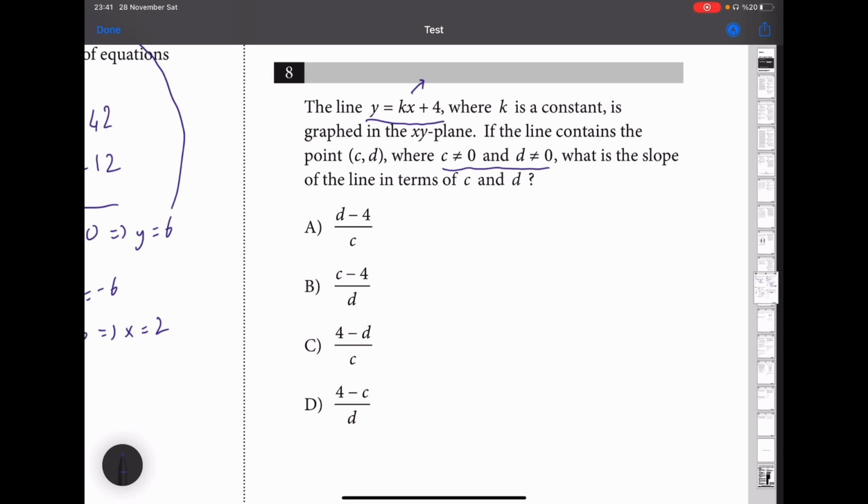In this type of equation, k is the slope of the line, but you should be careful that the coefficient of y must be 1 to say k is the slope. And we know that this point satisfies the equation, right? So write it down: d equals kc plus 4. So we said that k is the slope, so (d minus 4) over c equals k, and this is the slope.